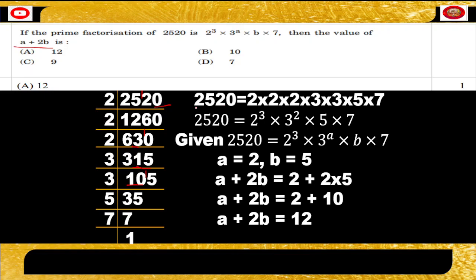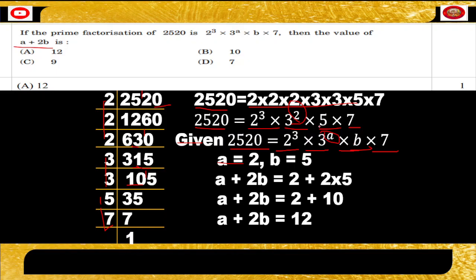Next, 2520 is written as 2 into 2 into 2 into 3 into 3 into 5 into 7. That should be written here. That means 2520 is equal to 2 cube into 3 square into 5 into 7. Given is 2520 equals 2 cube into 3 raised to a into b into 7. Comparing these two, we get a equals 2. Here is 2 cube. 3 raised to a, here is 3 raised to 2. That means the value of a is 2.